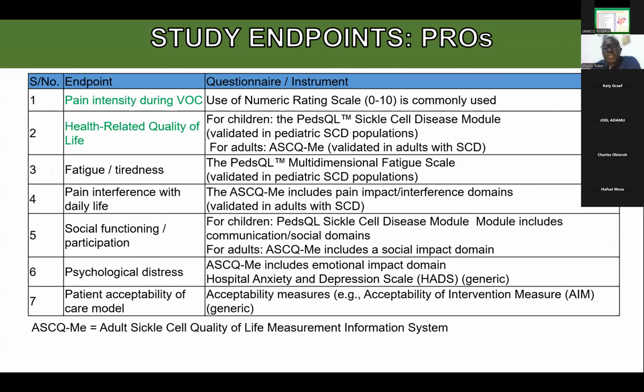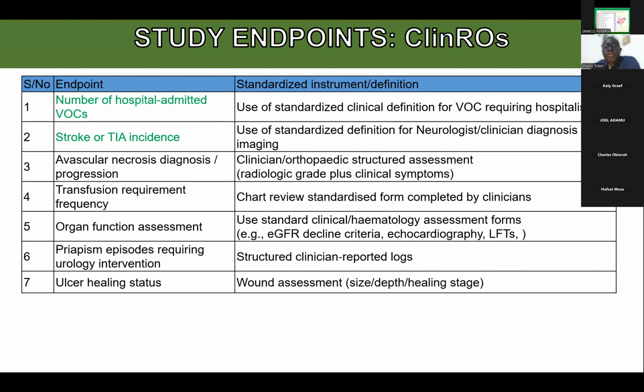In the same way, when we look at clinician-reported outcomes, we're just giving some examples here: a number of hospital-admitted VOCs, or stroke, or tear incidents. It's important to know that while planning trials and highlighting endpoints, specific definitions of those endpoints must also be clear, because there are variants in those definitions between systems, between clinicians, between countries, and it's important to define them so that other people that want to adopt or expand or scale up trials or repeat the same trials are able to adopt what is being done by you.